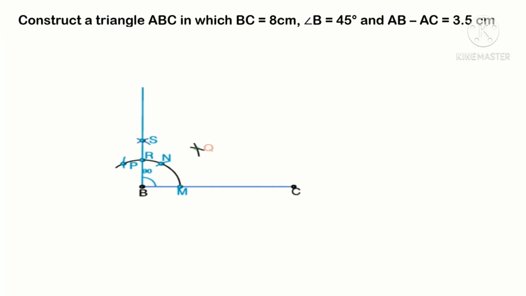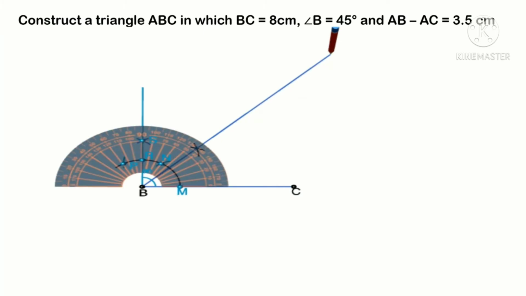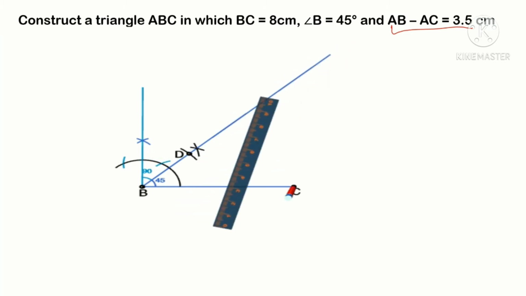Now we'll just join. And please extend it a little further because this is going to help us in further steps. Confirm it. Fine. We got an angle of 45 degrees. Now we need to see what is the difference given. This is 3.5. So by taking B as center, we'll draw an arc of 3.5 centimeters. Whatever the difference is given, you need to draw an arc of that difference, and this point you will name as D.